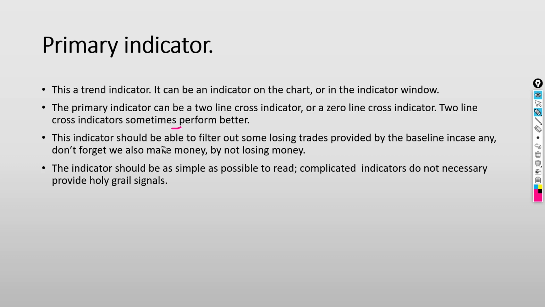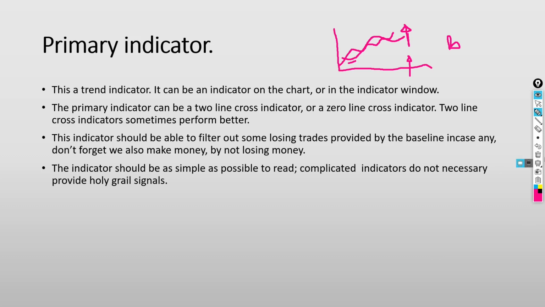The primary indicator should be able to filter out some losing trades provided by the baseline, in case there are any. And do not forget, we also make money by not losing money. The baseline is a line on the chart. For example, this is a chart, and you will always put a line on it to show the direction. Say we get a signal to buy. After getting the signal, we have to verify it with the primary indicator, maybe in an indicator panel. If the primary indicator is also saying we should buy from that level, then that is when we take a buy order. The vice versa is also true for selling.